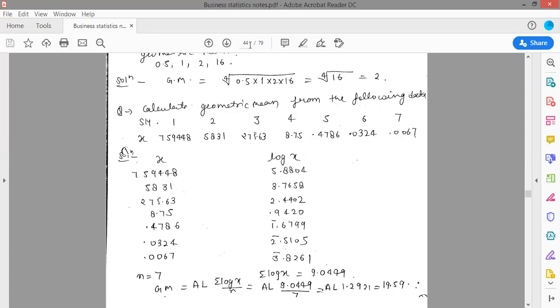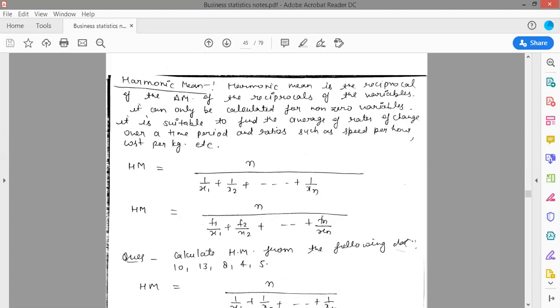Now the next one is your harmonic mean. So what is your harmonic mean? Harmonic mean is the reciprocal of the arithmetic mean of the reciprocals of the variables. Harmonic mean is one of several kinds of average. Means this is also an average. So harmonic mean is often used to calculate the average of the ratios or rates. It is the most appropriate measure of ratios and rates because it equalizes the weight of each data point.